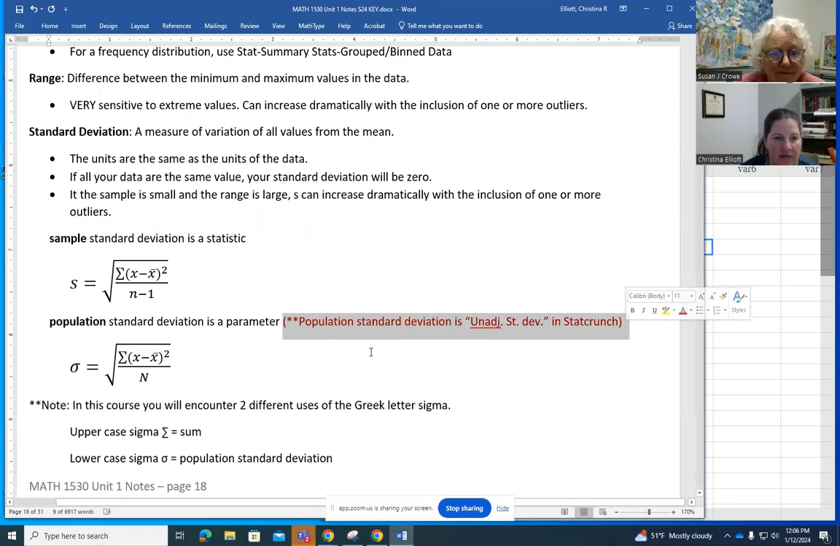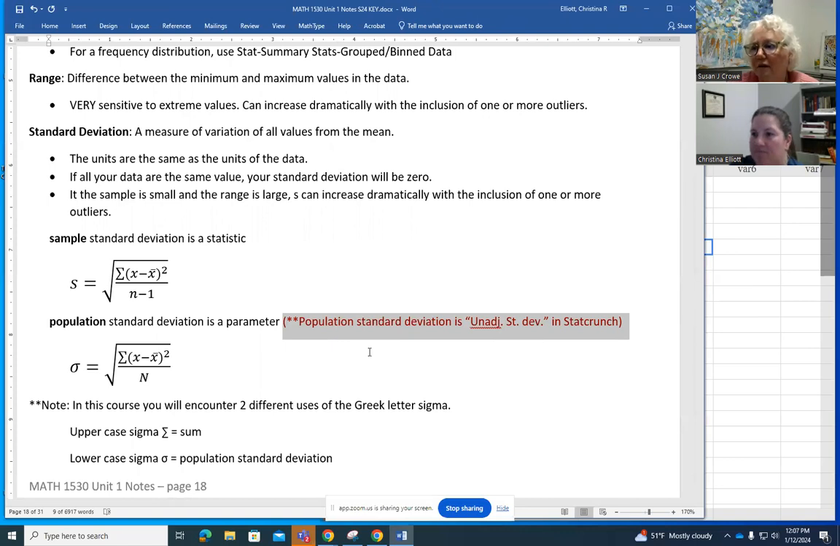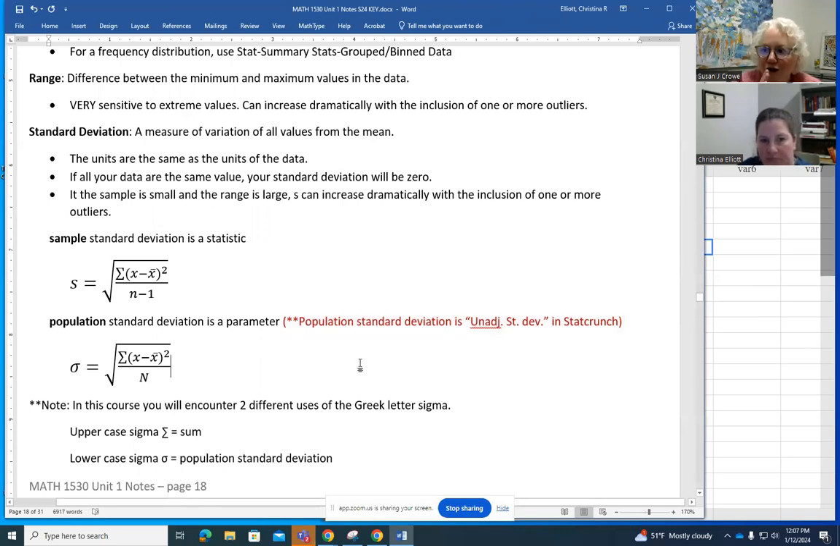If you do have a population data set, then you would use what's called the unadjusted standard deviation in StatCrunch, and we'll show you where that is in a minute. Just know that what you're looking for is not standard deviation, but unadjusted standard deviation if it's population.